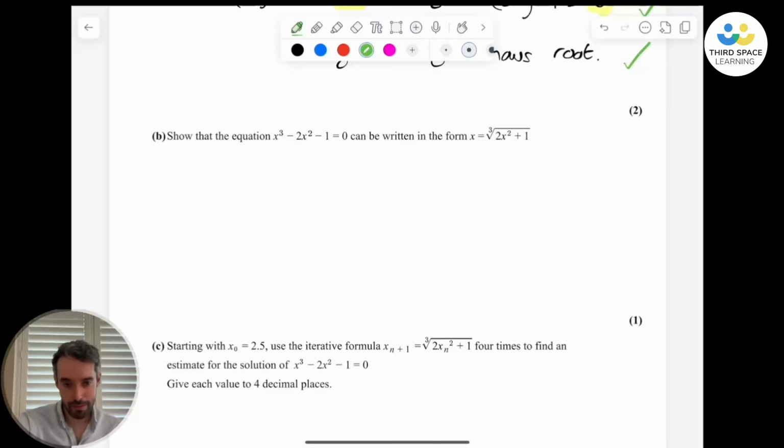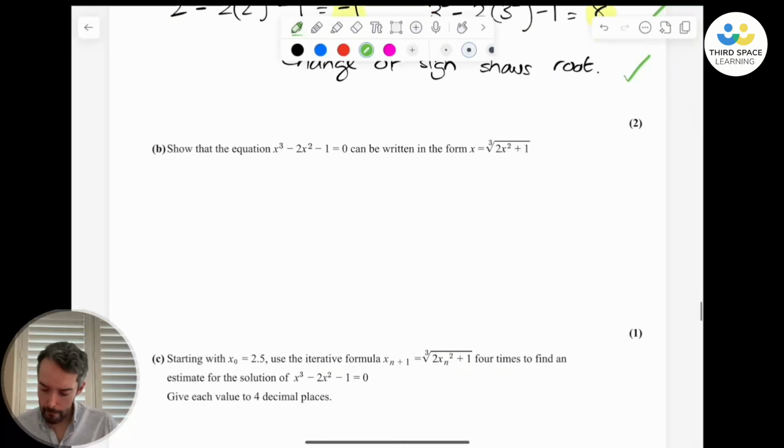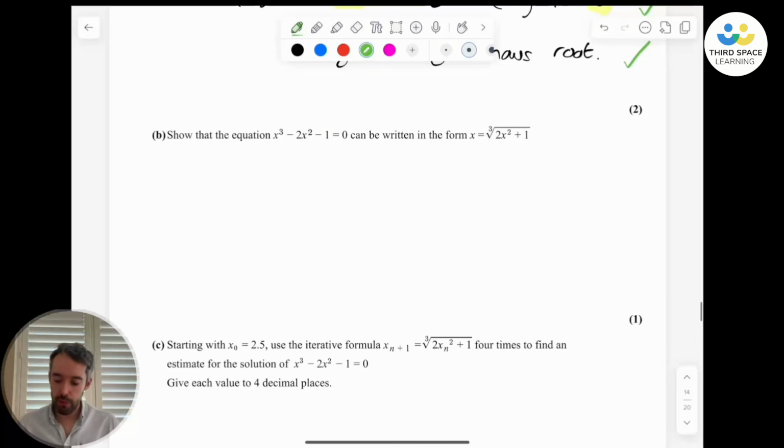Part B. Show that that equation, which is the same one up here, can be written in that format. So we're making one of the x's the subject. The question is, which one? Well, let's look at this. We can see we've got x equals the cube root of something. So in order to get that, that means we're going to have to make this one the subject, because then I can cube root it at the end.